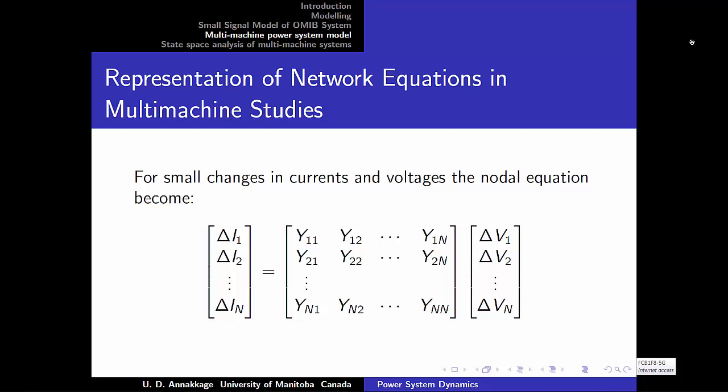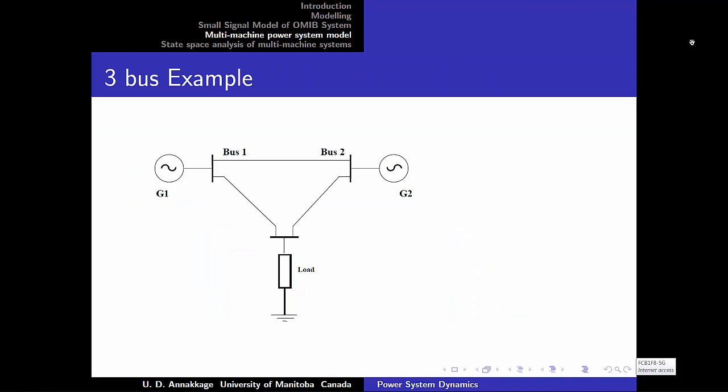I'm going to give you two exercises. The first exercise is a 3-bus example with synchronous generators connected to buses 1 and 2 and a load connected to the remaining bus. And the exercise is to write down differential and algebraic equations for the two generators G1 and G2, and also the network equation for the network. Then combine the algebraic equations of generator 1 and generator 2 with the network equations and obtain the complete state space model of the power system.